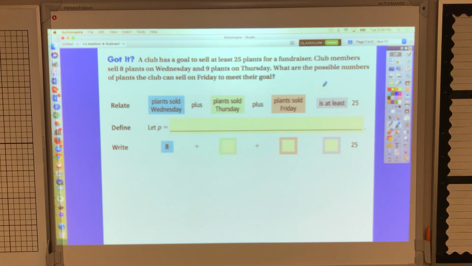So if I highlight my important parts, what I'm looking for is how many plants, the possible number of plants they can sell on Friday. So that's what my variable is representing. That's defining my variable. So we're going to say P is the number of plants they can sell, or sold is what they use, on Friday. So that's one key piece of information, what I'm looking for.